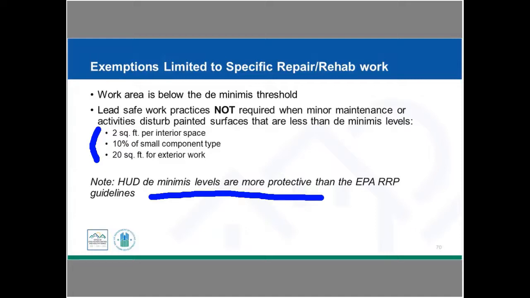So the HUD de minimis level, as you can see here, is 2 square feet per interior surface. The EPA is 6 square feet per interior surface. So we're going to need to have RRP certified contractors, and when you find one, you're like, yay, I have my RRP certified contractor. But if they've never done a HUD lead job before, they may not be aware of these different requirements. So Les is going to go over this a little later, but it's important for you to know there are different de minimis levels for HUD versus EPA.